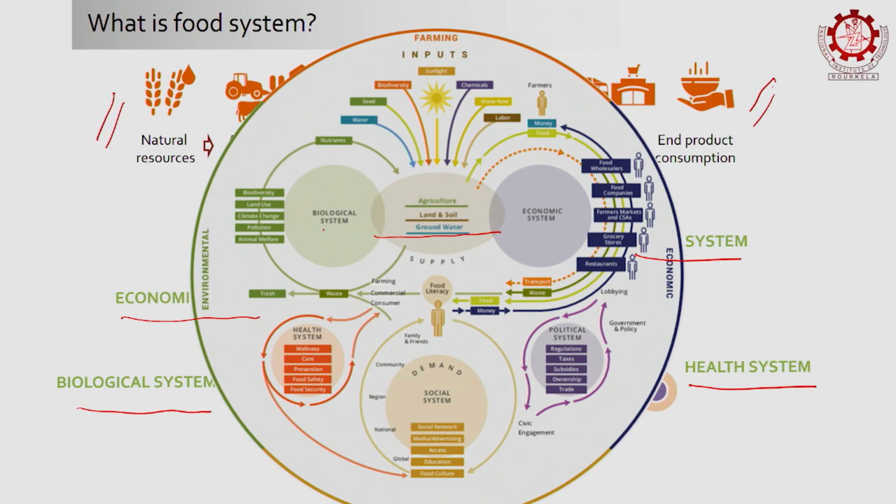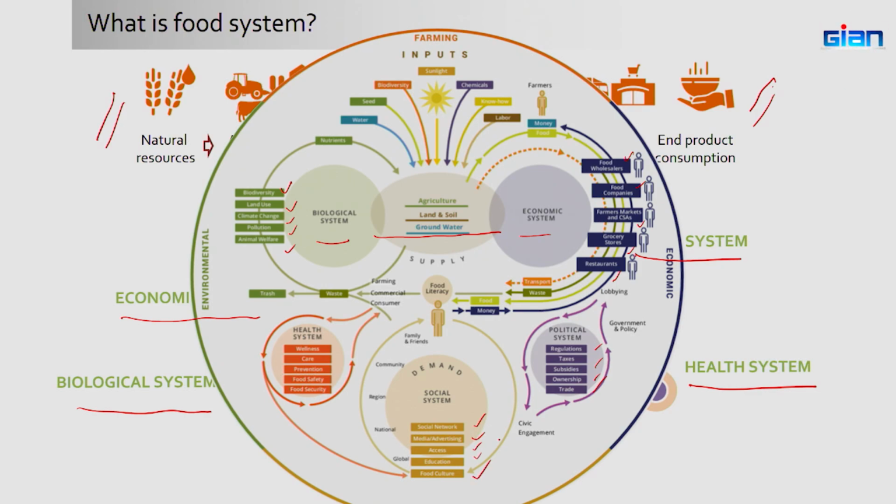So if you take only the biological system, that is biodiversity, land use, climate change, pollution, animal welfare. Animal welfare comes in if you're dealing with an animal production system or meat production system. Then you have the economic system, that is wholesalers, companies, then you have farmers, markets, grocery stores and restaurants, that's all the economic system. Then you have your political system: regulation, tax, subsidies, ownership, trade, all these things come into the political system. You have the social system, that is social networks, media, access, education, food, culture.